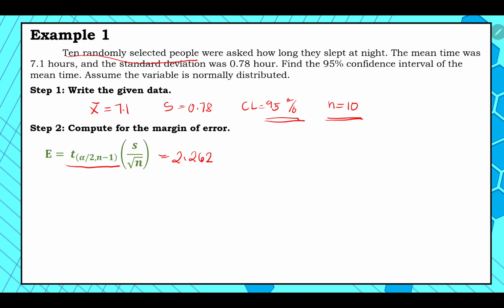So we have our t value, which is 2.262, multiplied to our sample standard deviation, which is 0.78 hours, divided by the square root of the sample size 10.